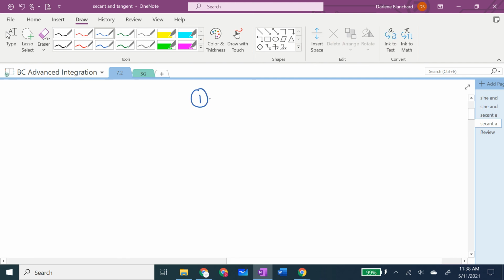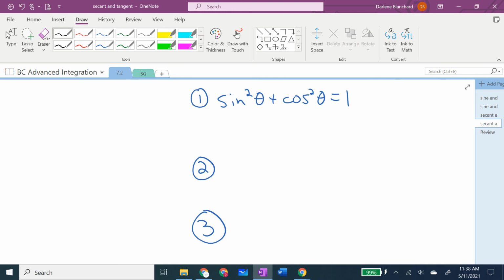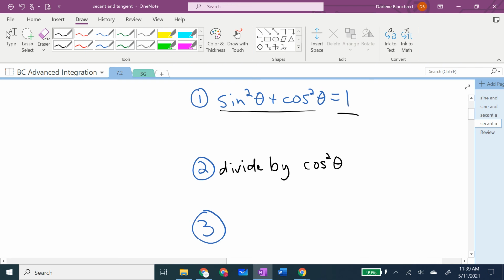The first one is sine squared plus cosine squared equals 1. This identity is going to pop up so much you need to know it. Now, the other two Pythagorean identities can actually be found using this first one. You can find a second one if you divide both sides of this equation by cosine squared. And you can find a third one if you divide both sides instead by sine squared.